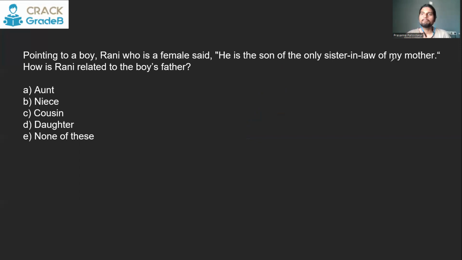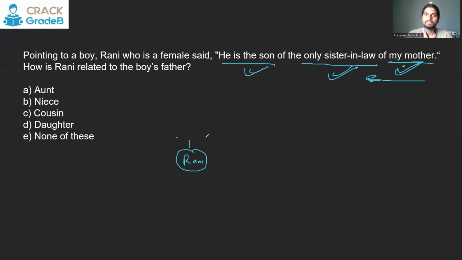So if it says my mother, first you draw mother. Then you go backward and you draw only sister-in-law of hers. So you read it as my mother's only sister-in-law's son. So you read from backward order already. This is who the other person is going to be. So Rani, who is a female, says he is my mother's. So Rani's mother you are going to draw first. My mother's only sister-in-law.